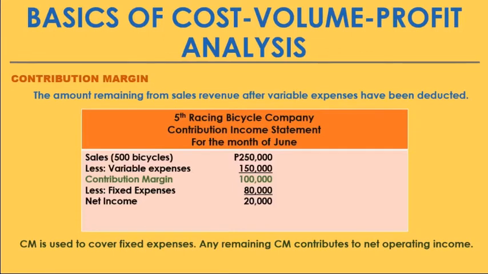Notice the emphasis on the cost behavior. Variable costs are separate from fixed costs. The contribution margin is defined as the amount remaining from sales revenue after variable expenses have been deducted. Contribution margin is used first to cover fixed expenses. Any remaining contribution margin contributes to net operating income.